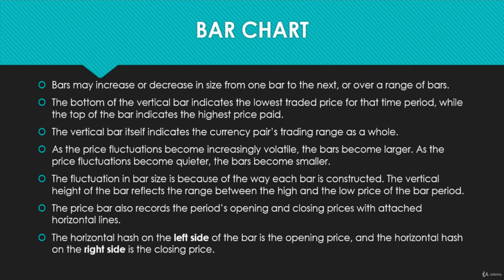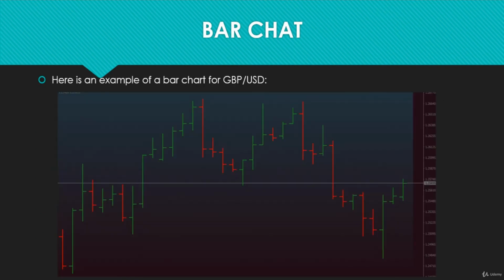The price bar also records the period's opening and closing price with attached horizontal lines. The horizontal hash on the left side of the bar is the opening price. The horizontal hash on the right side is the closing price. Here is an example of a bar chart for British Pound USD, or cable, like I told you before. Now you see it here. It looks a little bit weird because I don't trade by them. So let's move on.